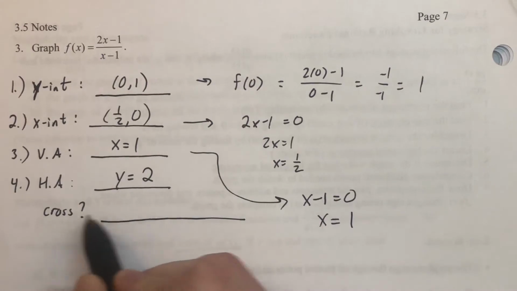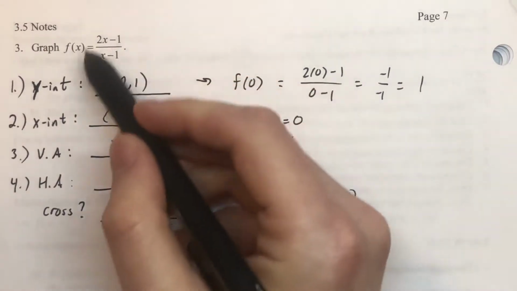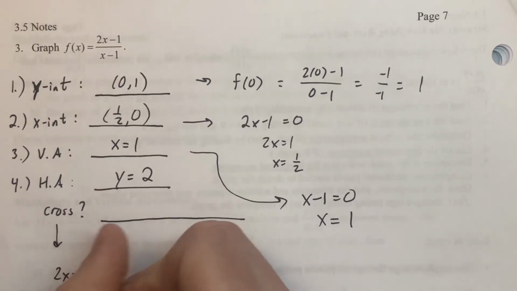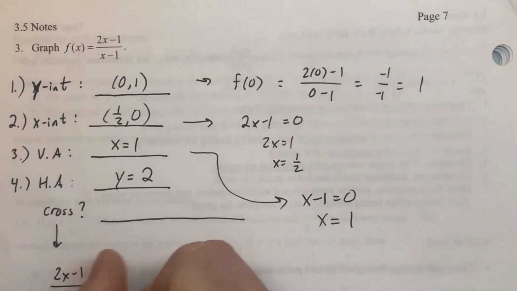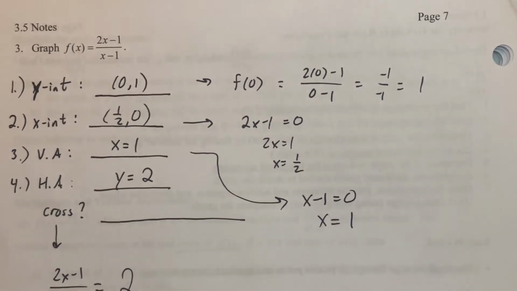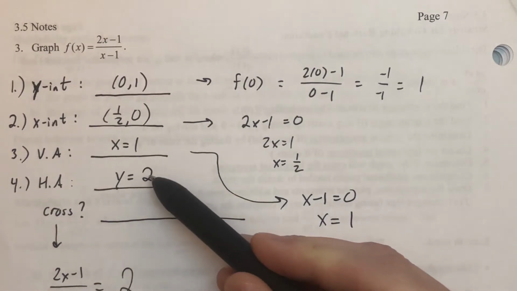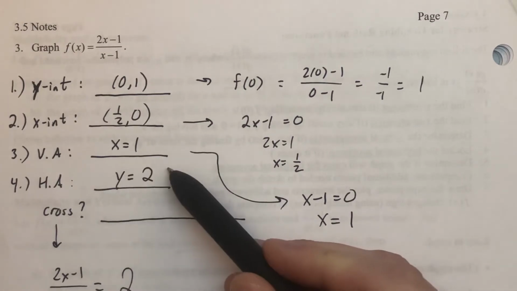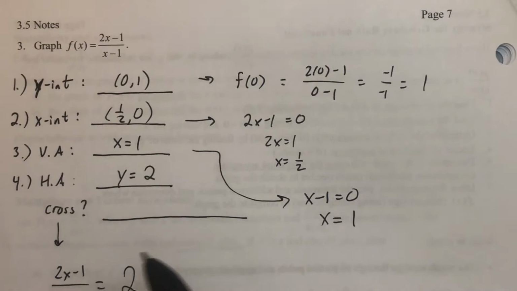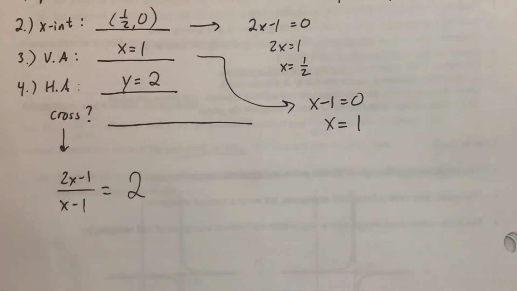And now the question of does it cross, that again comes from taking the function and essentially asking the question, this function of (2x minus 1) over (x minus 1), will it ever equal 2? Will it ever equal the y value of your asymptote? Because again, that's that horizontal line, and we're asking, does this ever have a point on that line?